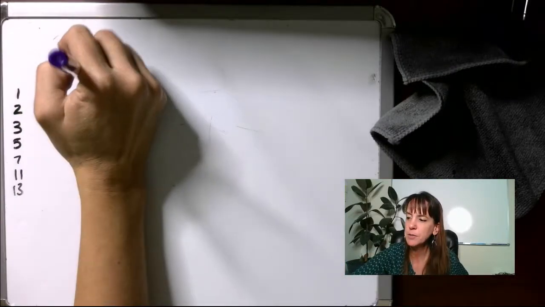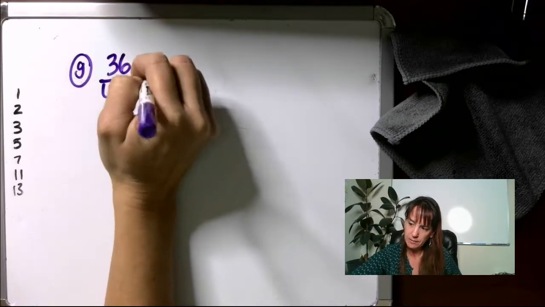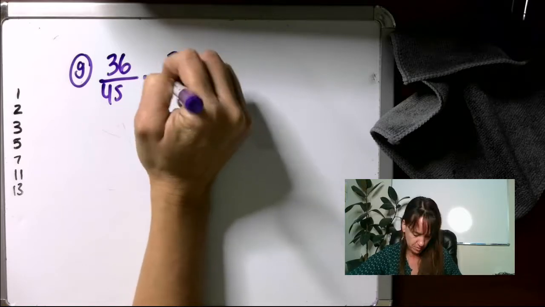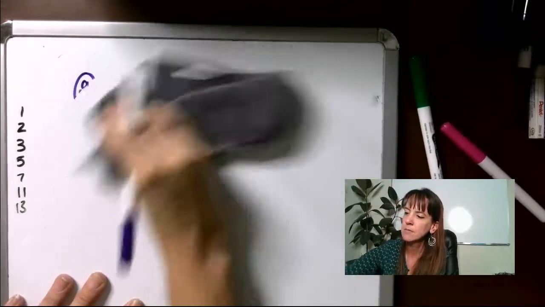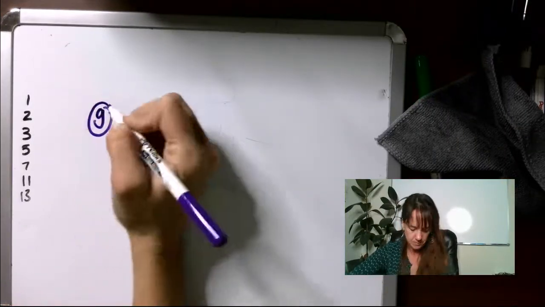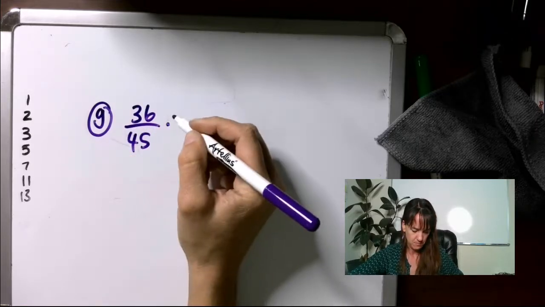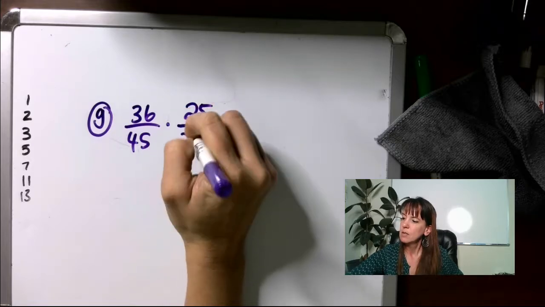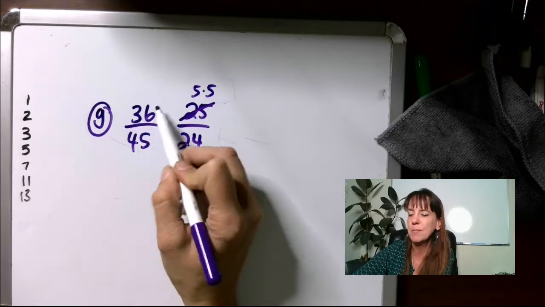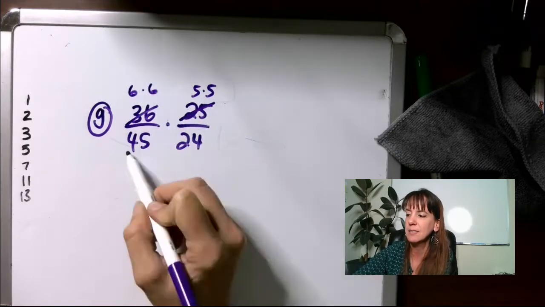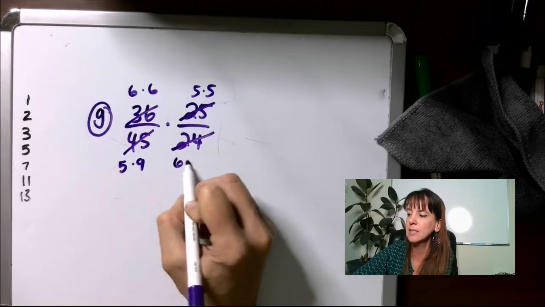All right, factor and reduce before multiplying. 36 over 45 times 25 over 24. All right, so for this one, actually, I'm going to move that down a little bit. Bear with me. 36 over 45 times 25 over 24. All right, straight off the bat, 25 can be reduced down to 5 times 5, right? 36 can be reduced down to 6 times 6. This can be 5 times 9, right? 24 can be 6 times 4.